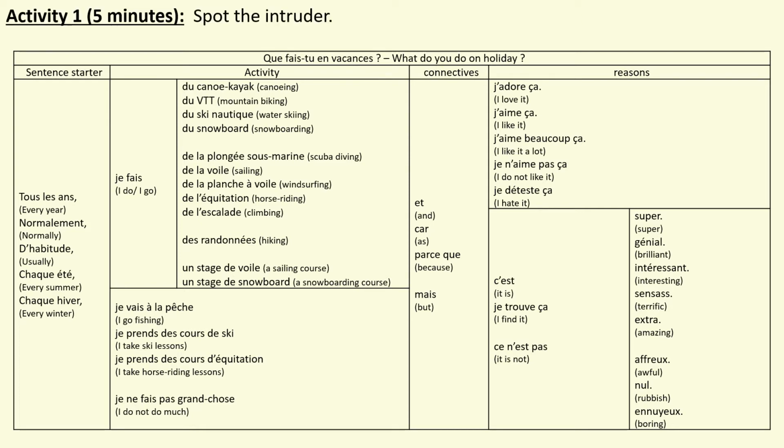For our first activity, I want you to spot the intruder. So I'm going to read you a sentence and I'm going to put an English word there in the middle. If you have stuck your knowledge organizer in your exercise book, you can take a highlighter and highlight the word I say in English. If not, can you please write down the word in French that I should have said?